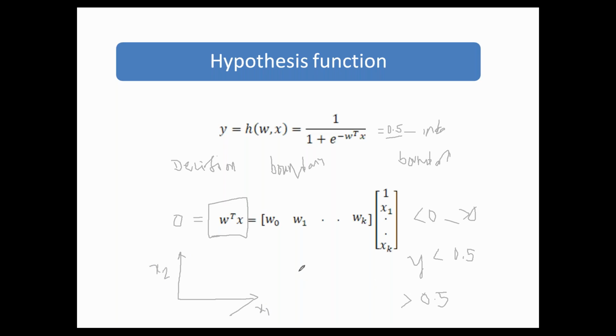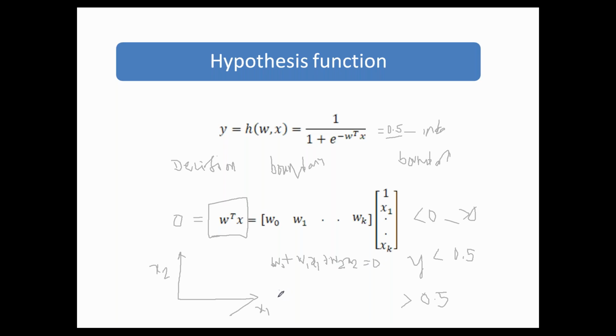Okay. So if there are two variables, then what is W transpose X? W naught plus W1 into X1 plus W2 into X2. Suppose it is equal to 0. So what will this represent in two dimensions? It is similar to a straight line equation.